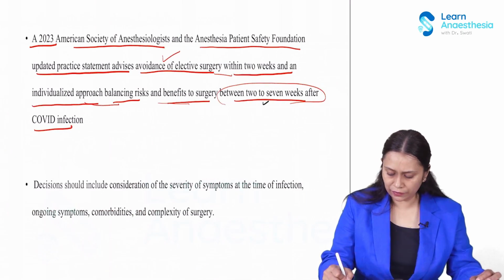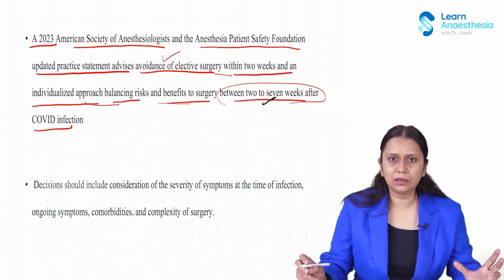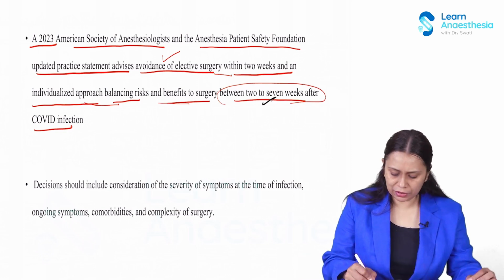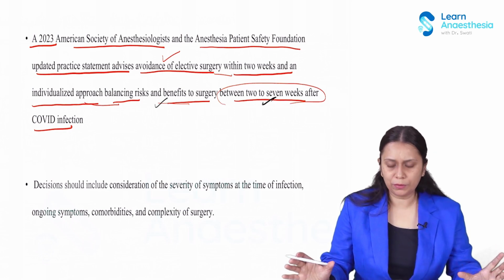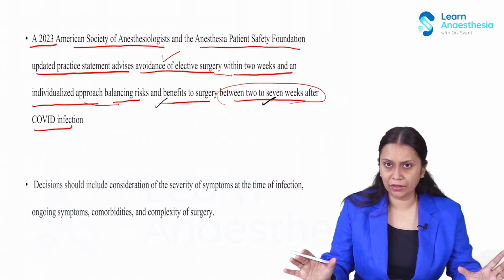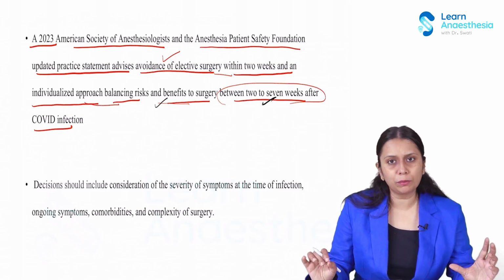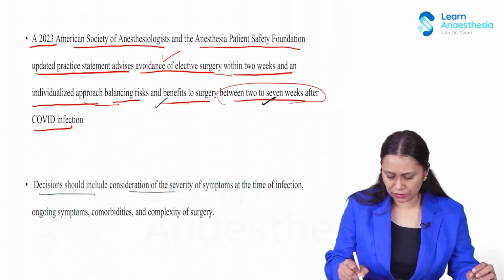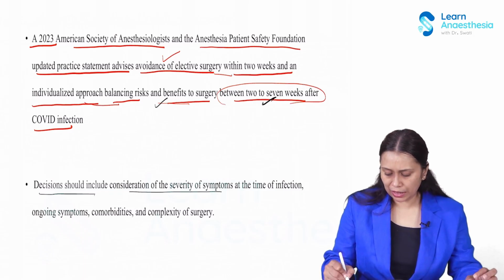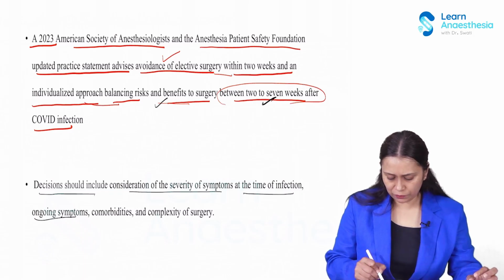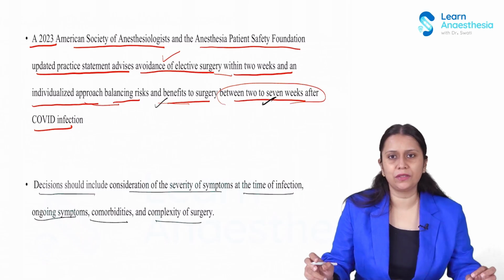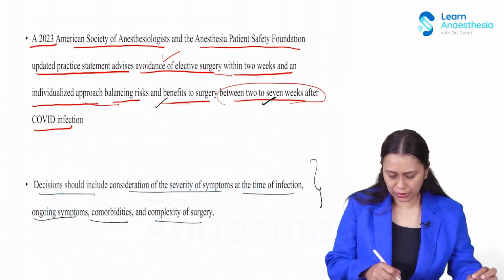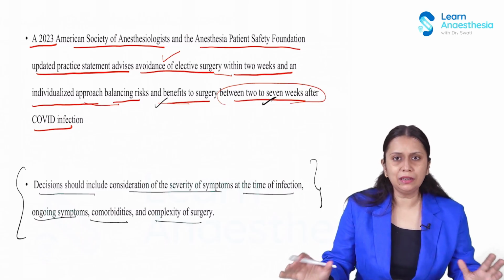So 2 to 7 weeks, right? For 2 to 7 weeks, the risk benefit ratio has to be properly optimized and properly calculated. The decision should include consideration of the severity of the COVID symptoms at the time of infection, ongoing symptoms, comorbidities, and complexity of the surgery. All this should be included in making the decision.